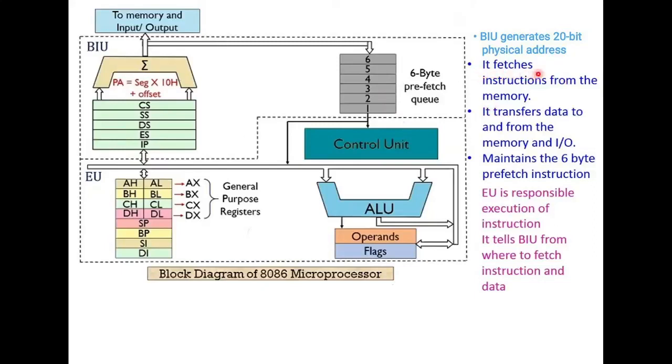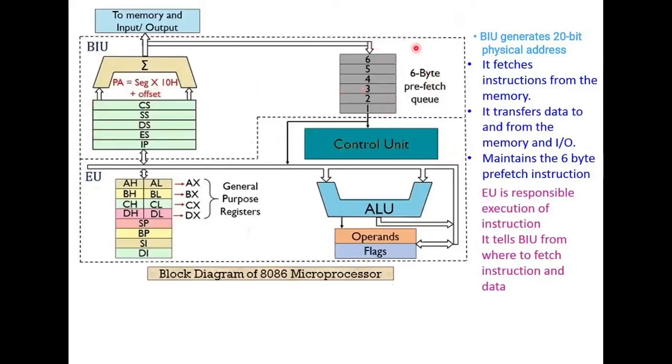Then it is used to fetch the instruction from the memory. Then it can transfer data to the memory as well as from the memory, as well as to the input output device, as well as from the input output device. And it maintains this 6-byte prefetch instruction queue. In this instruction queue, 6 bytes of information the processor can prefetch, and those 6 bytes will be waiting in this queue. So these are the responsibilities of BIU.